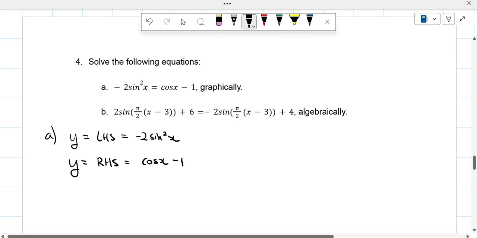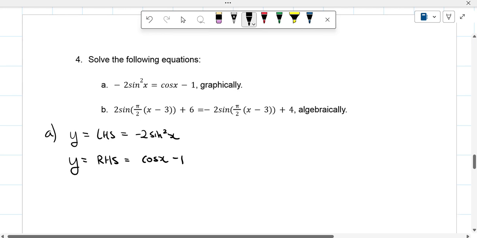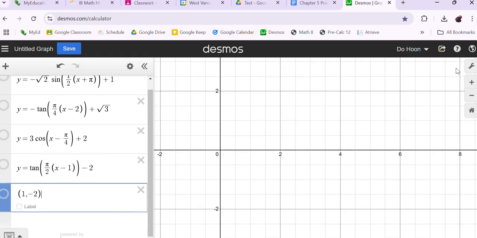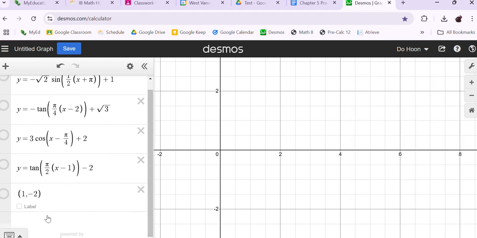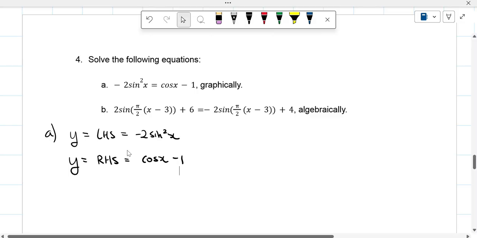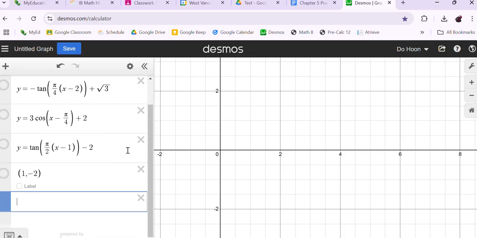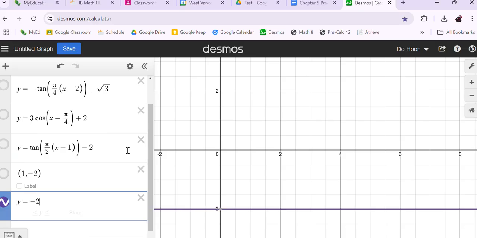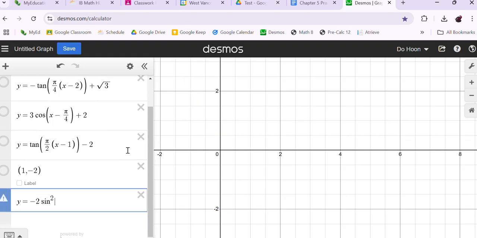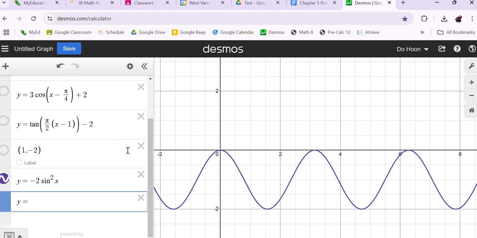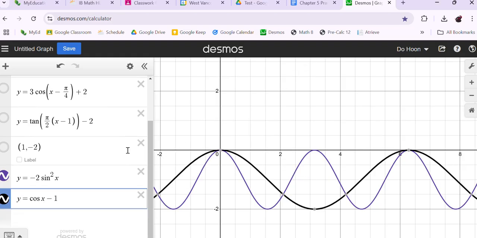So let's go to Desmos. Just making sure that by default everything is in radian mode. In this test, I'm not going to ask any questions in degrees mode, so everything will be in radian mode by default. -2 sine squared of x. So I'll graph y equals cosine of x minus 1.